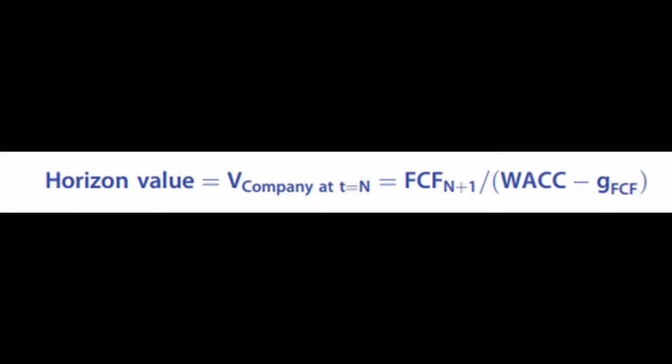As we can see in the formula of the horizon value, we see the value of the company at a certain point in time. So V of the company at T equals N, N being the year, we have FCF at N plus 1 divided by the difference of the WACC and the growth rate of FCF. The corporate model is applied internally by the firm's financial staff and by outside security analysts.